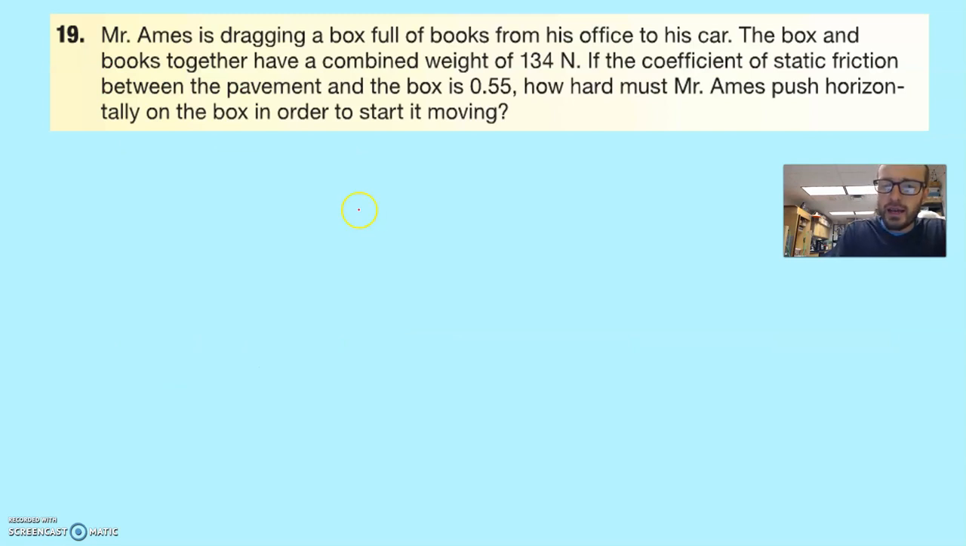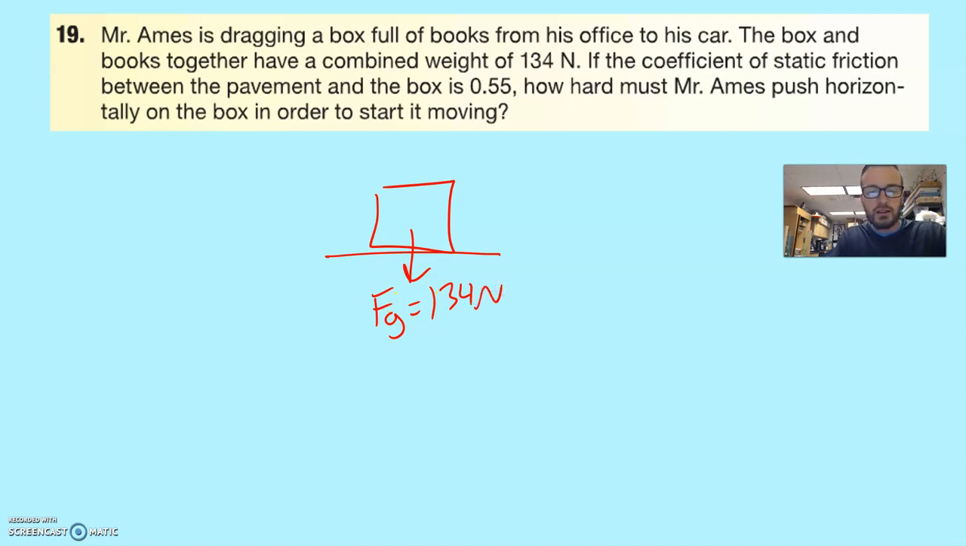Mr. Ames is dragging a box full of books. We know the force of gravity is 134 newtons. If the coefficient of static friction between the pavement and the box is 0.55, there it is. That coefficient just means a number. Don't confuse that with the force of friction. We're talking about the coefficient of friction. How hard must Mr. Ames push horizontally in order to start the box moving?